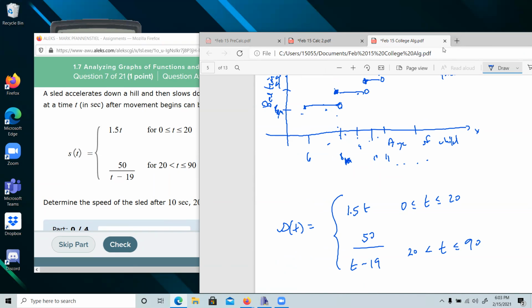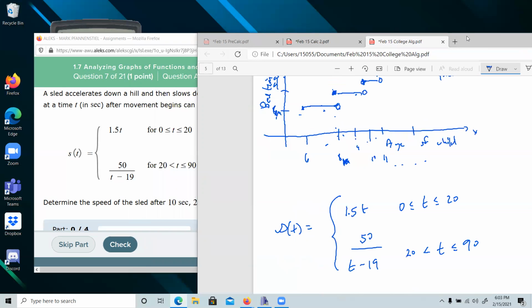Okay, what are we talking about here? We're talking about a sled that accelerates down a hill and then slows down after it reaches the flat portion. The speed of the sled in feet per second is the output. That makes sense, right? We're going to slide down the hill and go faster and faster until we hit 20.